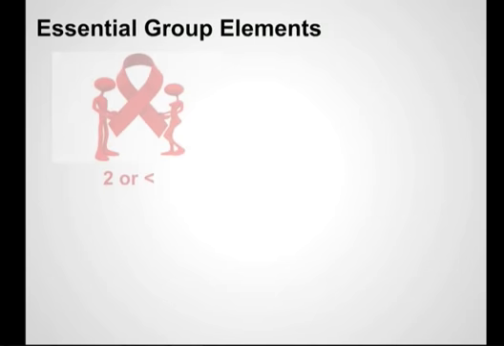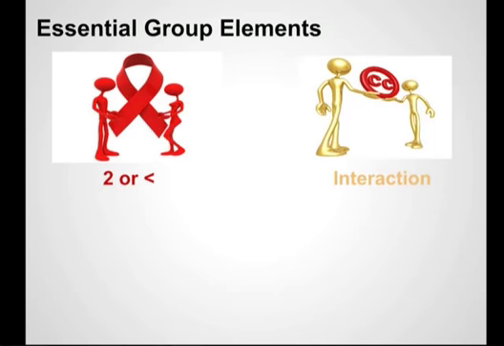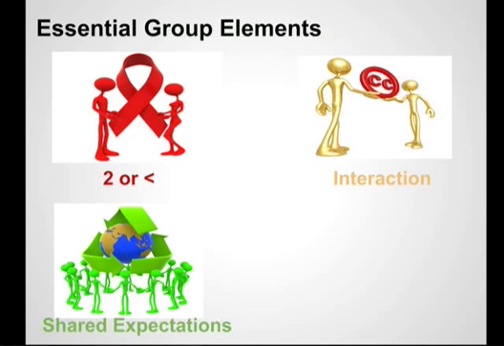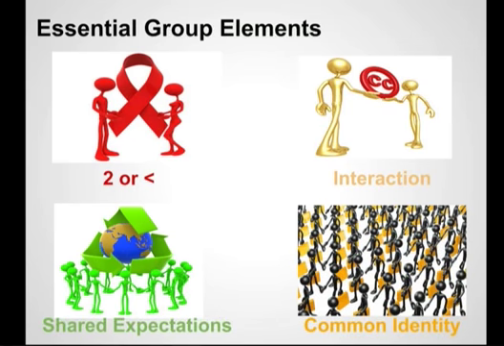So there's basic group elements. Some of them are very common sense. For instance, a group is 2 or more people. Within a group, there must be interaction. Also, within a group, there must be shared expectations. And finally, a group must have some sort of common identity. These 4 basic elements make up what a group is.